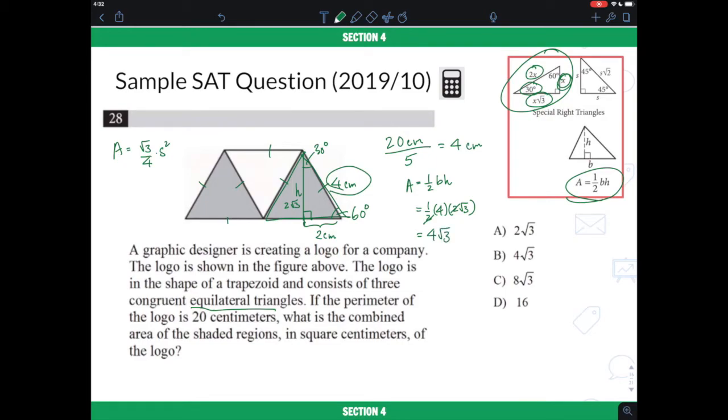And don't be tempted to circle this as the answer, because this is only the area of one triangle. So in order to get the area of 2 triangles, you need to multiply this by 2, which is the reason why the answer is also C, 8 square root 3.